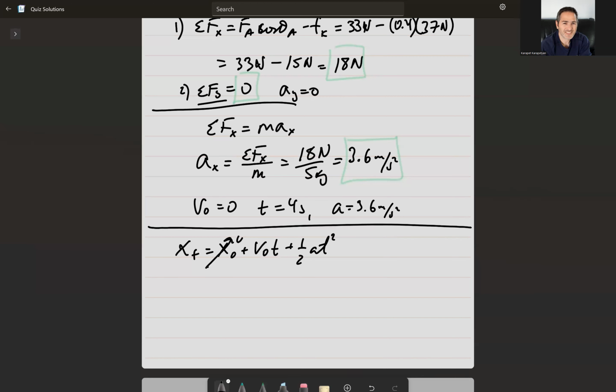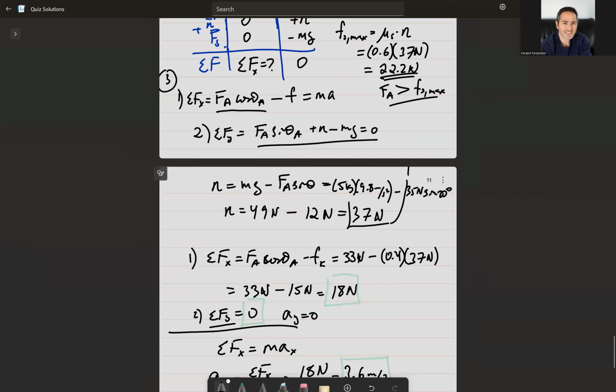We can assume that this is 0, this is 0, then X final is equal to 1/2 times 3.6 meters per second squared times the time of 4 seconds, then squaring that. That means we can calculate the displacement, which will be then 28.8. So we can just put like 29, rounded to 29 meters as the displacement.